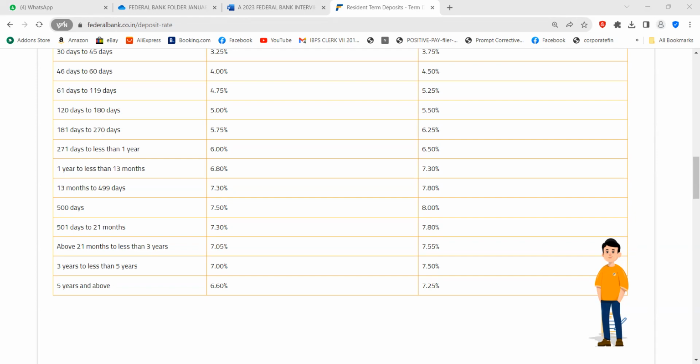Your package is not 6 point something. You are joining as a clerk or officer, associate members. Associate means you will be joining as associate, and you will not be getting promoted within 2 years and all. No, no, no.